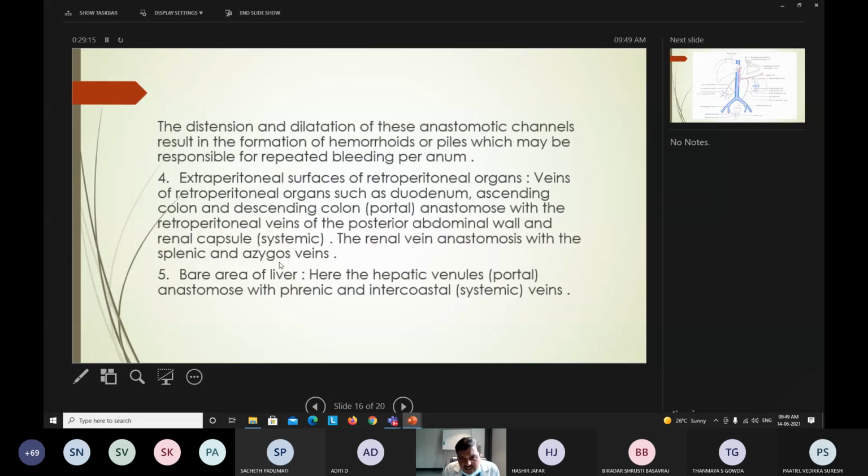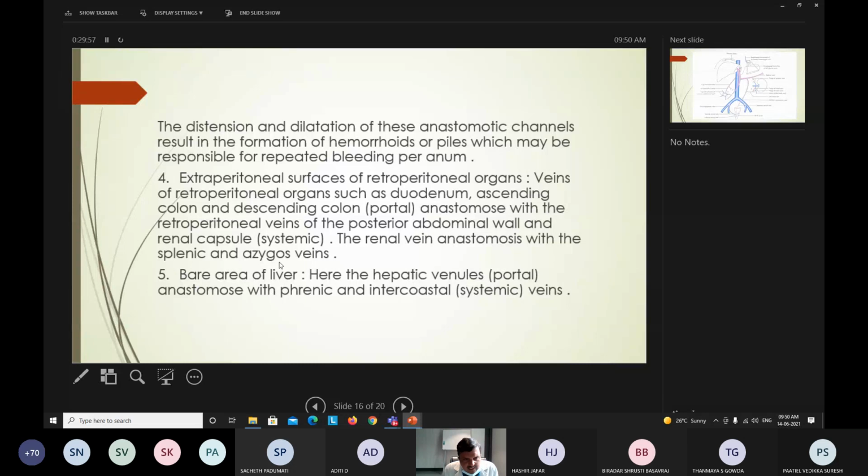Distension and dilatation of these anastomotic channels result in the formation of hemorrhoids. As I told, the condition is called hemorrhoids, or commonly piles, which may be responsible for repeated bleeding per rectum, or per anum. There is bleeding during the act of defecation. So this is the third site for portocaval anastomosis. First one is the umbilicus, second is the lower end of the esophagus, third is the lower end of the anal canal.